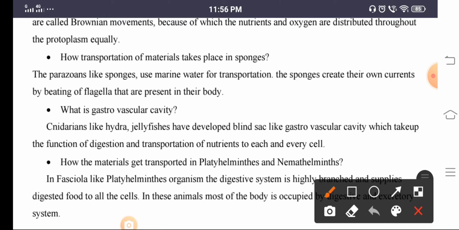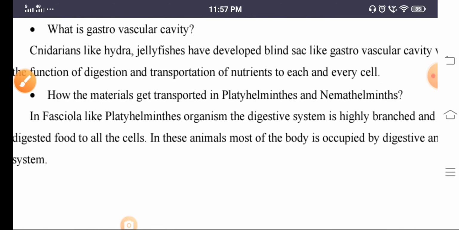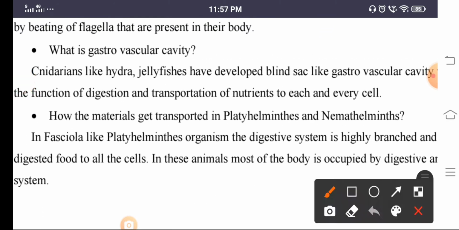Now, how are materials transported in platyhelminthes and nematohelminthes? Let us take the example of platyhelminthes: Taenia solium and Fasciola hepatica. These belong to platyhelminthes. Flat means thin. These worms are non-vertebrates, and they seem to be ribbon-like organisms.